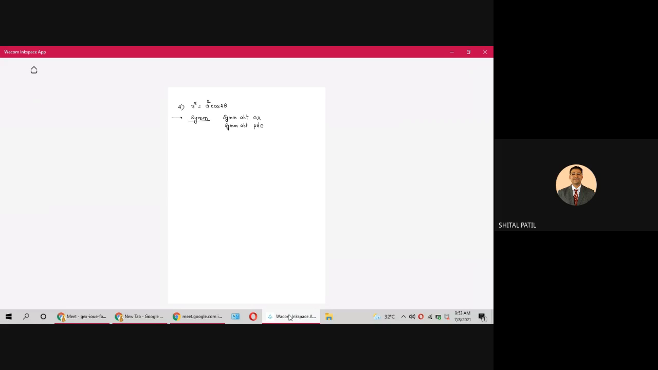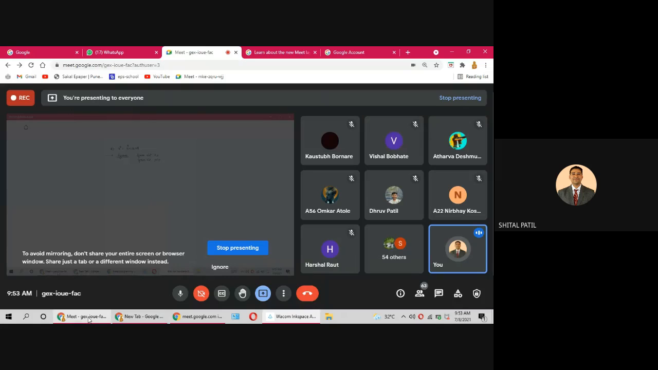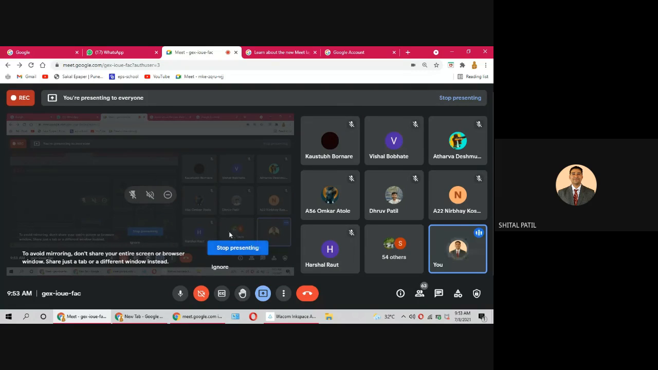Okay. This was the example. Can anyone check and tell me whether this was the example or we are studying any different example? Yes, sir. It's the same. This was the example. No?